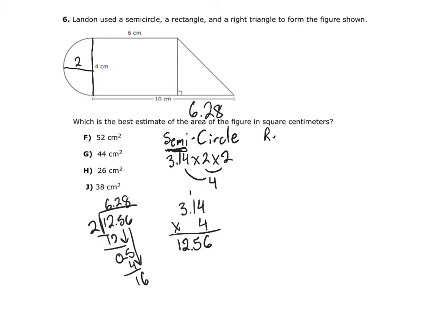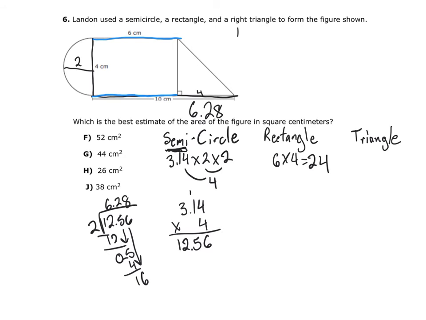Now we need the rectangle. The rectangle we do base times height, so that's 6 times 4 to get 24. And now we do the triangle. So for the triangle, we are given this bottom side of the entire shape is 10. This top part right here is 6. So if we were to take away this 6 down here, we would be left with just 4, because we would do 10 minus 6 to get 4.